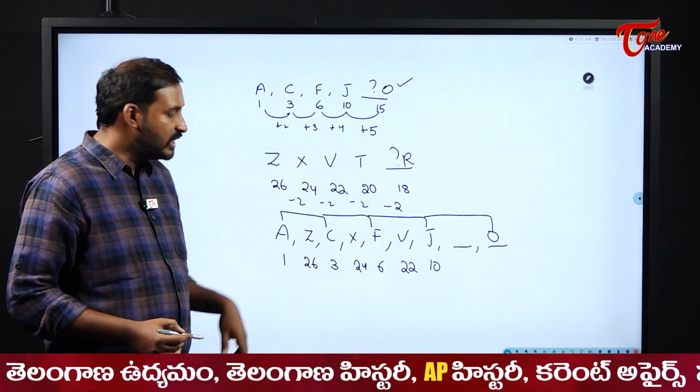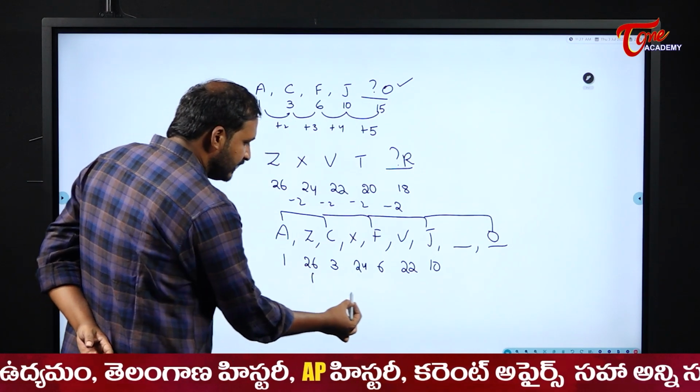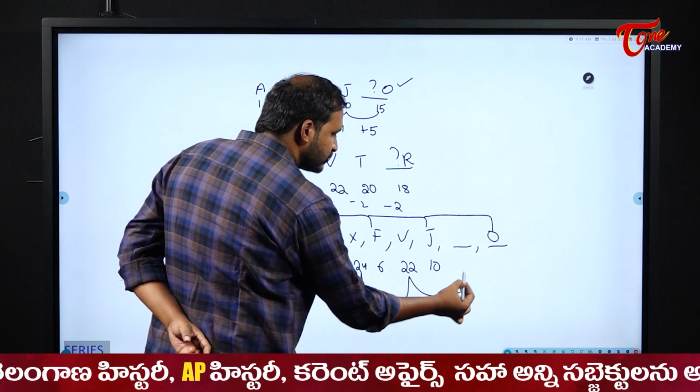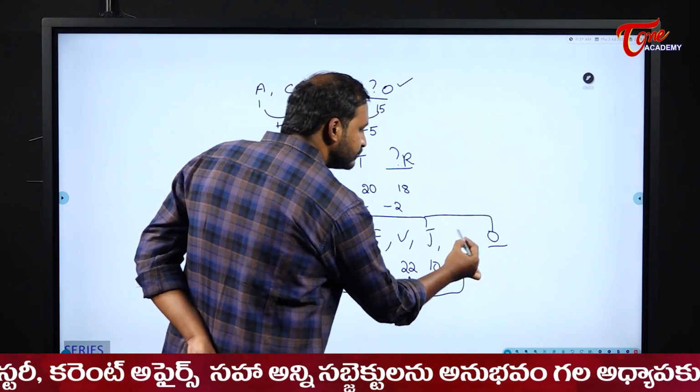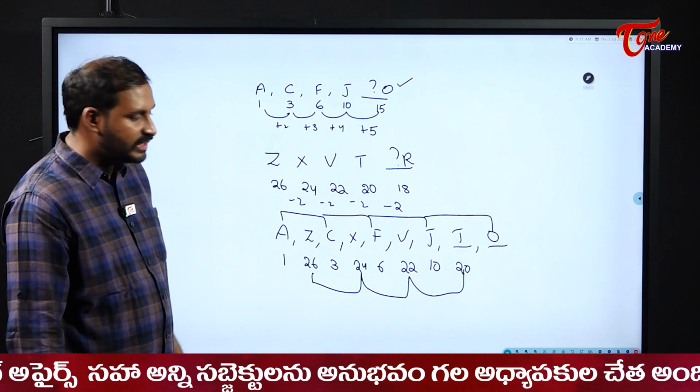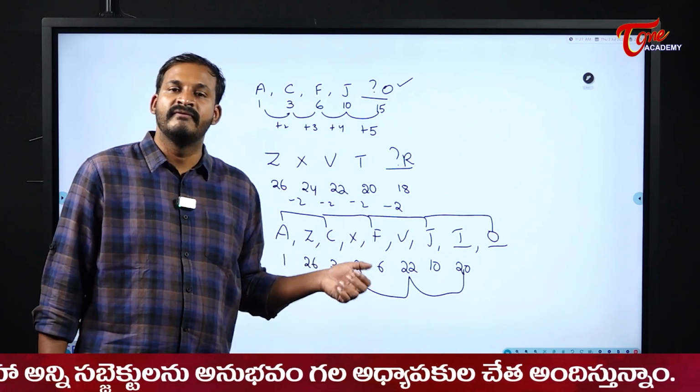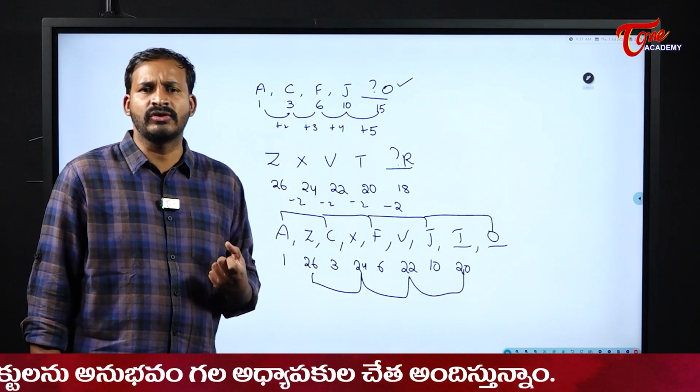According to our first series. Now, please observe this one. Z, X, V, and what should come next? 20. What is the 20th alphabet? T. The 20th alphabet here is T. So, like this, we are going to solve the problem.